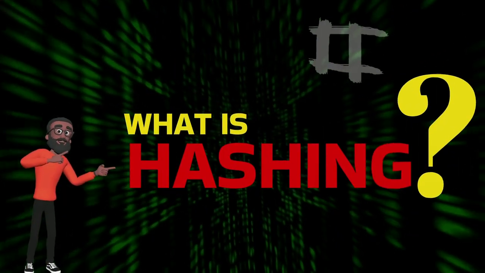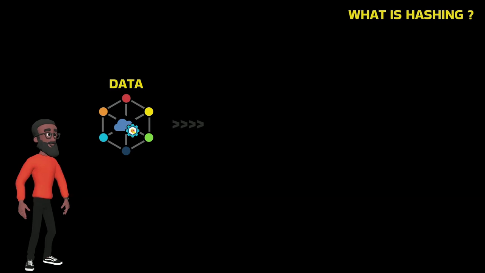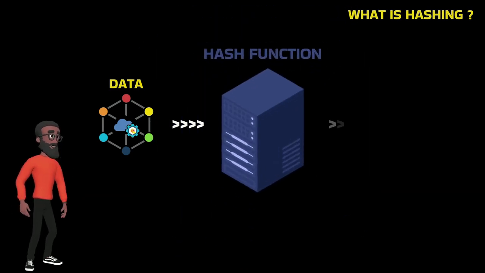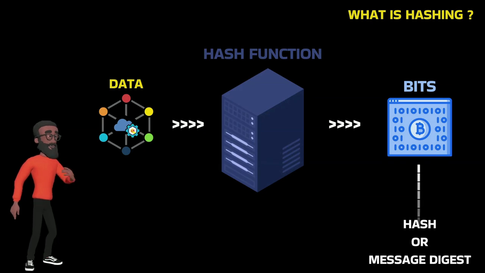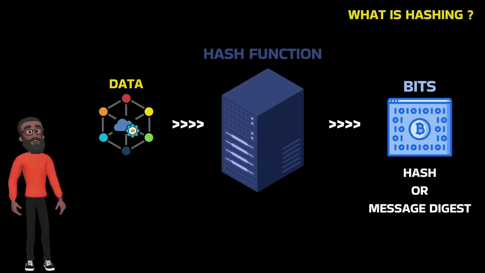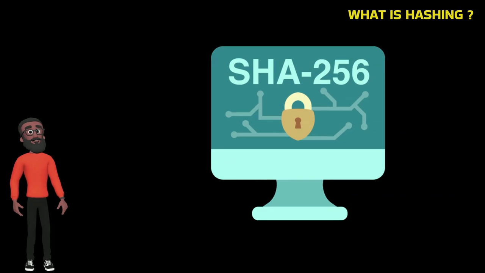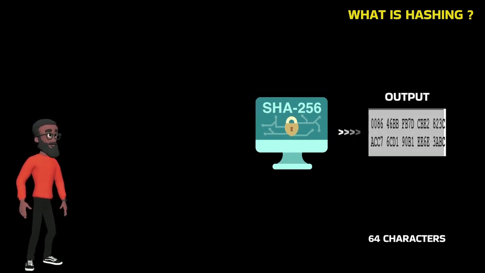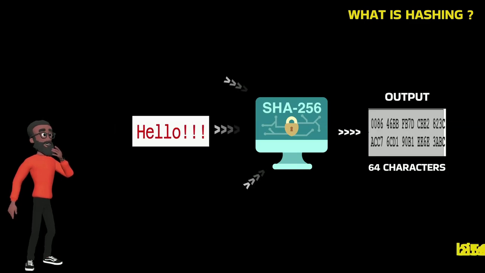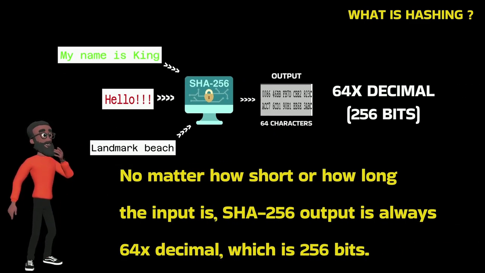What is hashing? When you think of hashing, it's literally taking a piece of data, big or small, and running it through a function that outputs a fixed-size string of bits. This output is called a hash or a message digest. Here's an example using a hashing algorithm called SHA-256. The output for this algorithm is always 64 characters long. No matter how short or how long the input is, the SHA-256 output is always 64 hexadecimal characters, which is 256 bits.